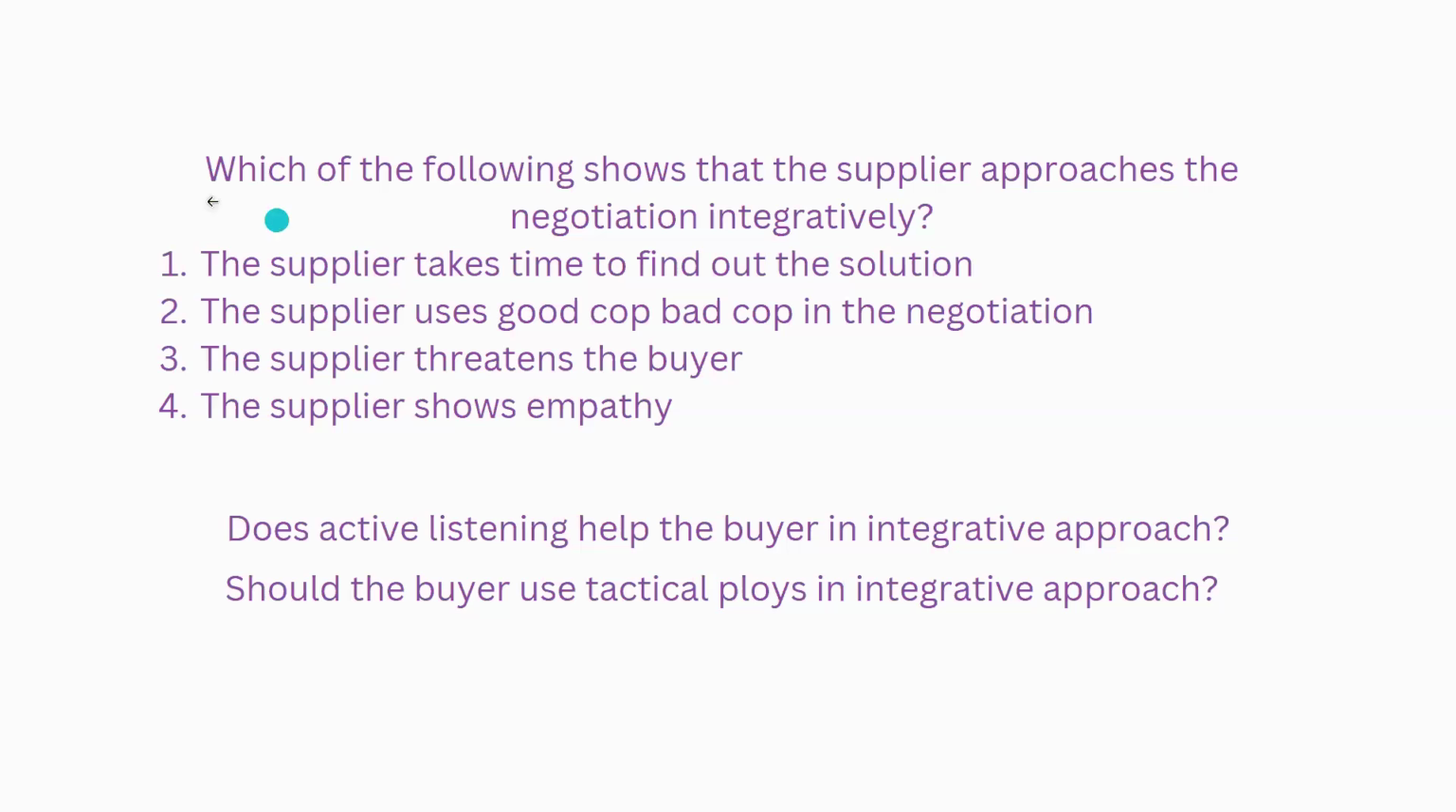For example, I am showing an example. Which of the following shows that the supplier approaches the negotiation integratively? One, the supplier takes time to find out a solution. Two, the supplier uses good cop, bad cop in the negotiation. Three, the supplier threatens the buyer. And four, the supplier shows empathy. With this question, we need to find out the signs that the supplier is approaching negotiation integratively, and the correct answer includes one and four. If anything shows up as one and four, then you should select that.